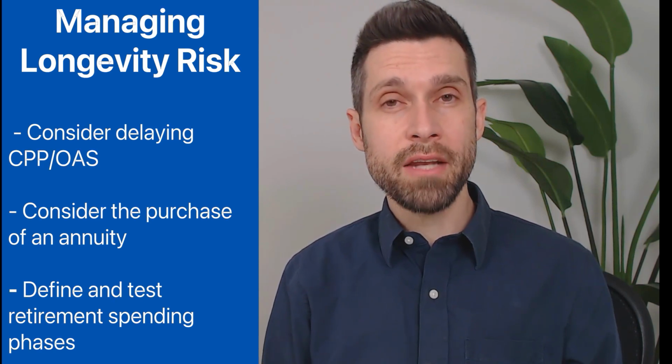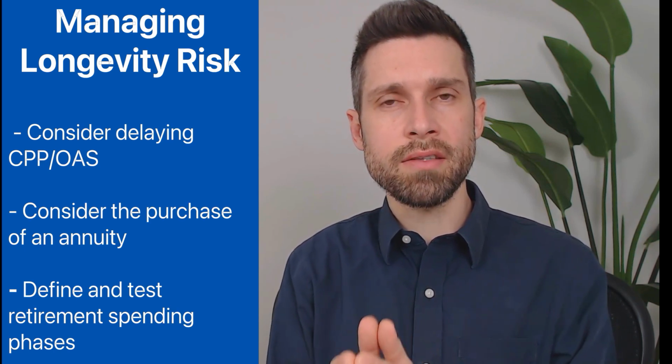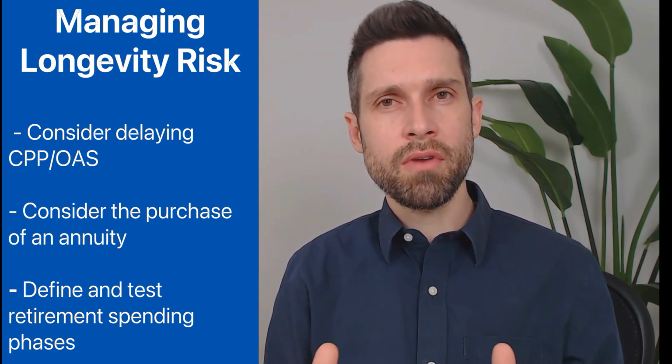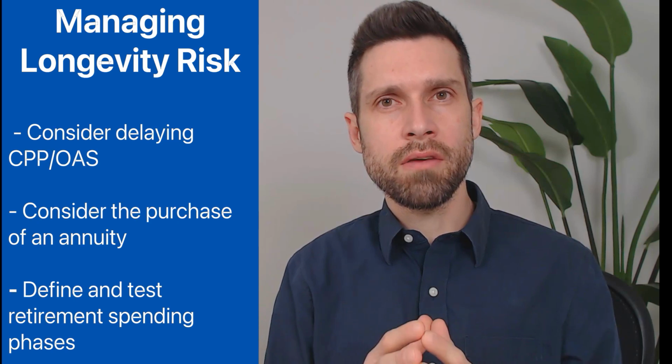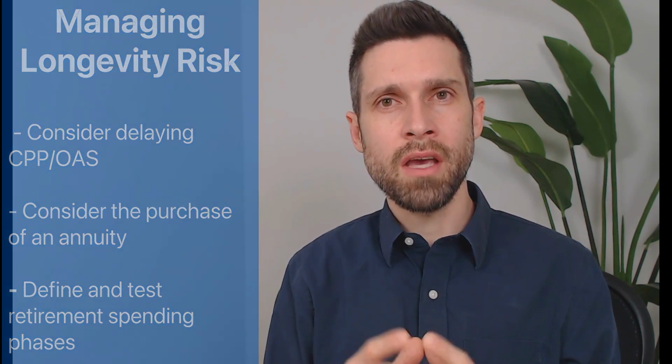Now, the final way you can manage longevity risk is just to know how much you can spend in retirement in the different phases. Longevity risk is very, very sensitive to how much you're spending. Over 30 to 40 years, your spending rate and how much you're spending in retirement has a big impact on how much you'll have towards the end.